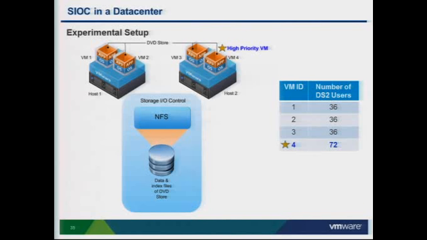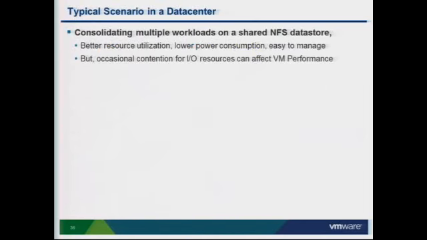Again, in this case, we have 4 VMs, and it's a very similar setup. We have 2 DVD store VMs running on each host, and all their files, all the VMDKs, data and index are on the same NFS data store. Again, VM4 here is the one which has the highest priority.